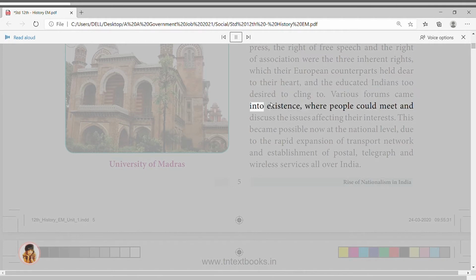Various forums came into existence, where people could meet and discuss the issues affecting their interests. This became possible now at the national level, due to the rapid expansion of transport network and establishment of postal, telegraph and wireless services all over India.